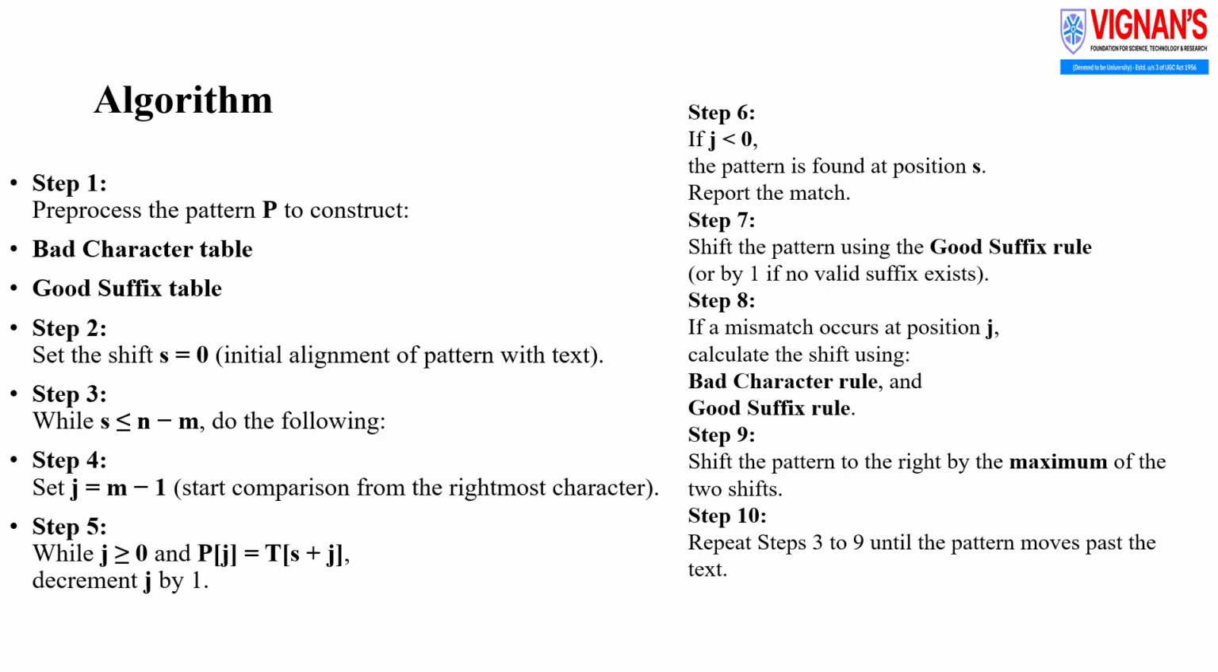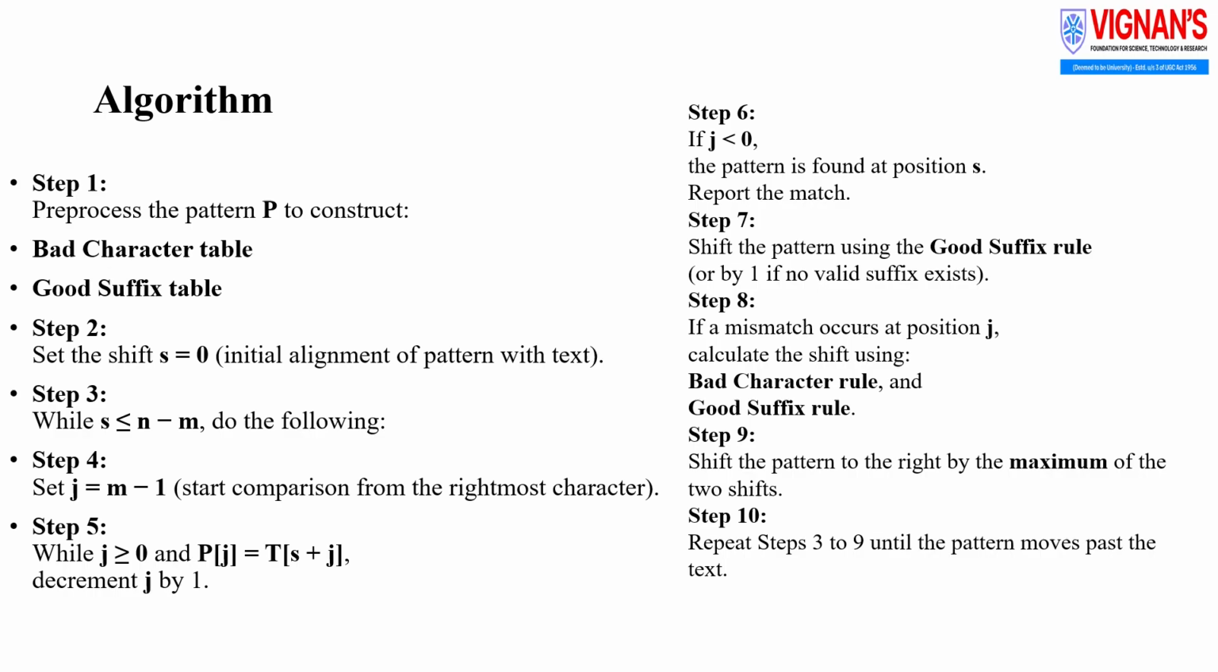Algorithm: Boyer-Moore pattern searching. Step 1. Preprocess the pattern P to construct two tables: the bad character table and the good suffix table. Step 2. Set the shift S equal to 0, which represents the initial alignment of the pattern with the text. Step 3. While S is less than or equal to n minus m, perform the following steps.